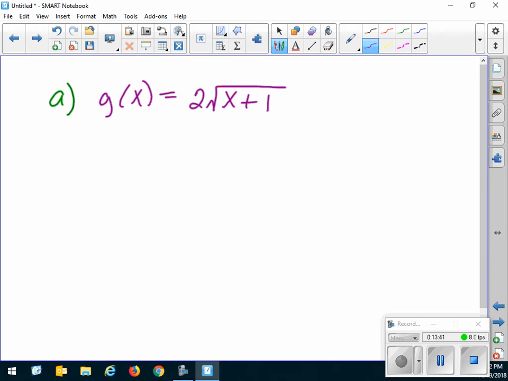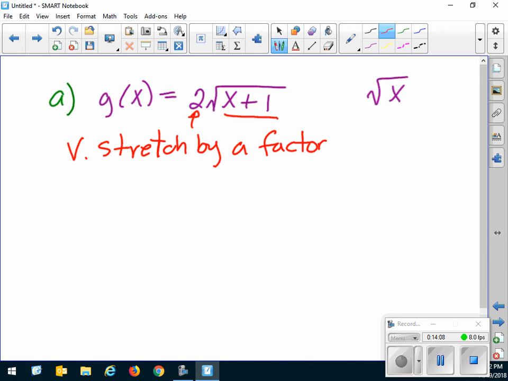No catch. Now, the original, the parent function is this. What gets done to it? What's that 2 do? Vertical stretch by a factor of 2, and what does this left 1? That's it. So you're going to write down vertical stretch by a factor of 2 and left 1. That's it. When you do a vertical stretch, what do you do to the points? Multiply what by 2? Y value.